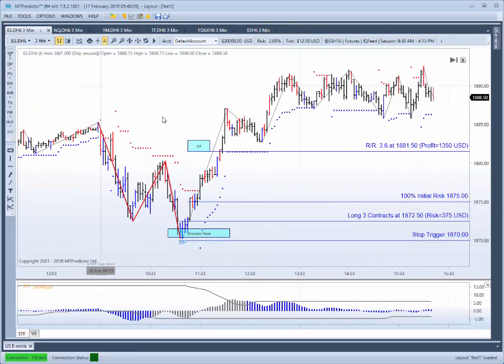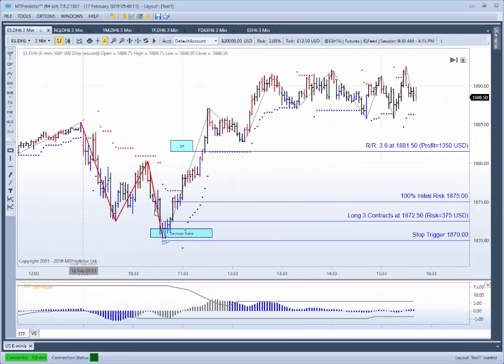Let's turn training mode off. Let's have a look at the analysis. Market goes up to the first target. Very nice indeed for a potential 3.6R profit. Remember, we use correct position sizing to keep our initial risk small and under control. In this case, less than 2% on a sample $20,000 account. So that was a good trade setup there.